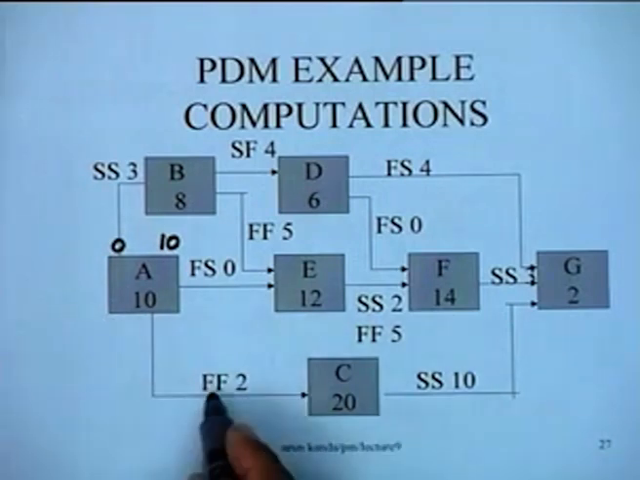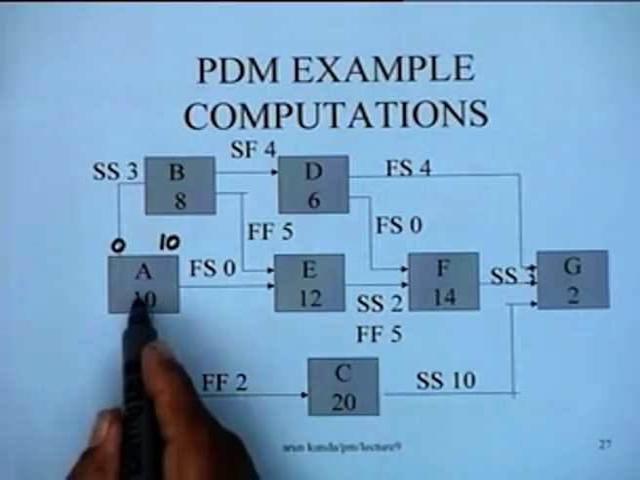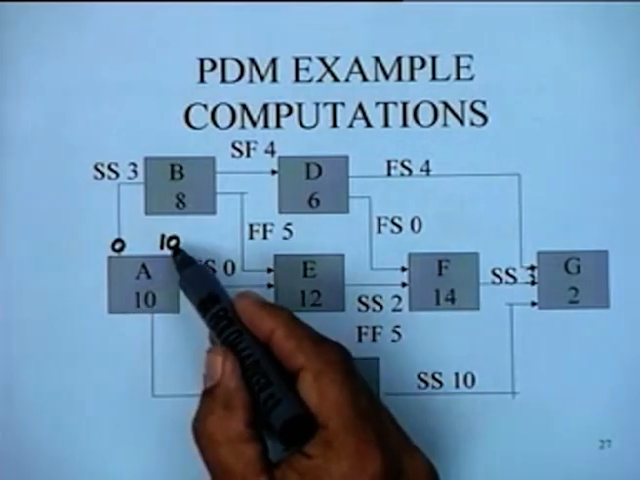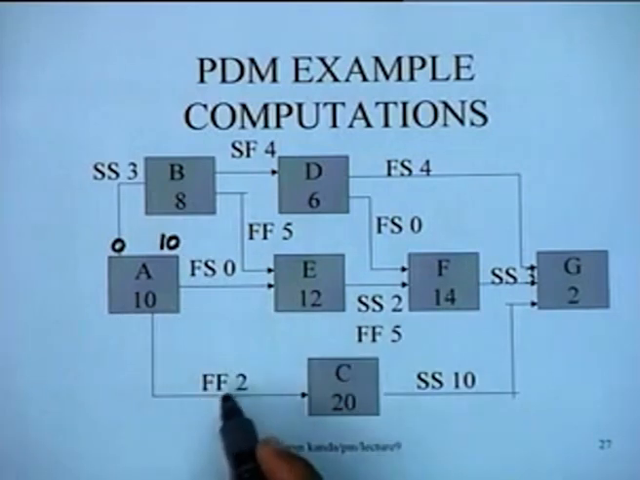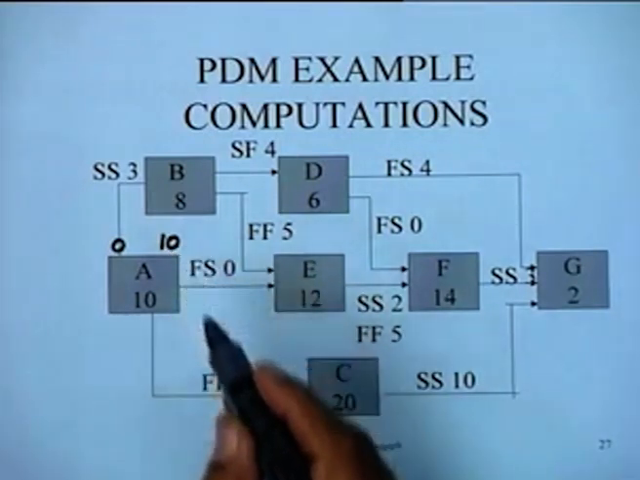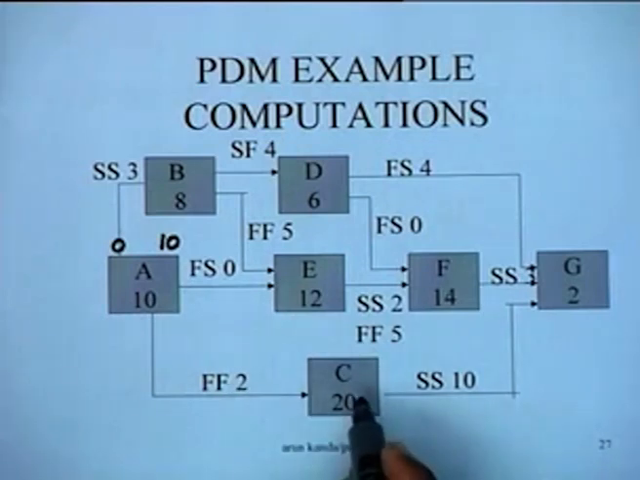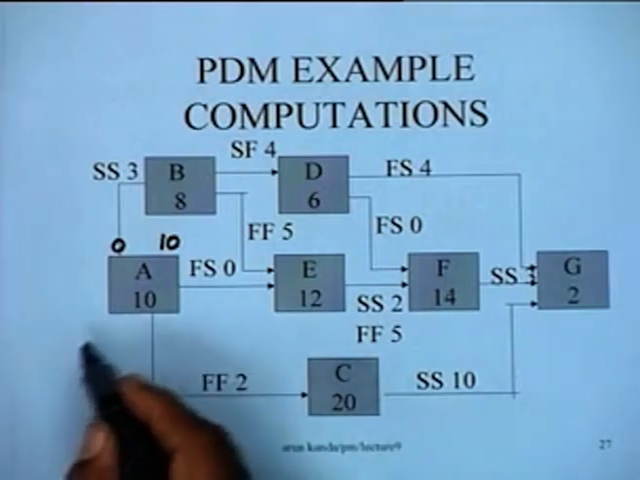Activity C has a finish to finish lag with regard to activity A, which means that this is 10. So 10 is the finish of this particular activity. From the finish of this, 10 plus 2, that means this particular activity must finish not earlier than 12 days, right? So if it finishes at 12, it has a duration of 20. It will start much earlier than this.